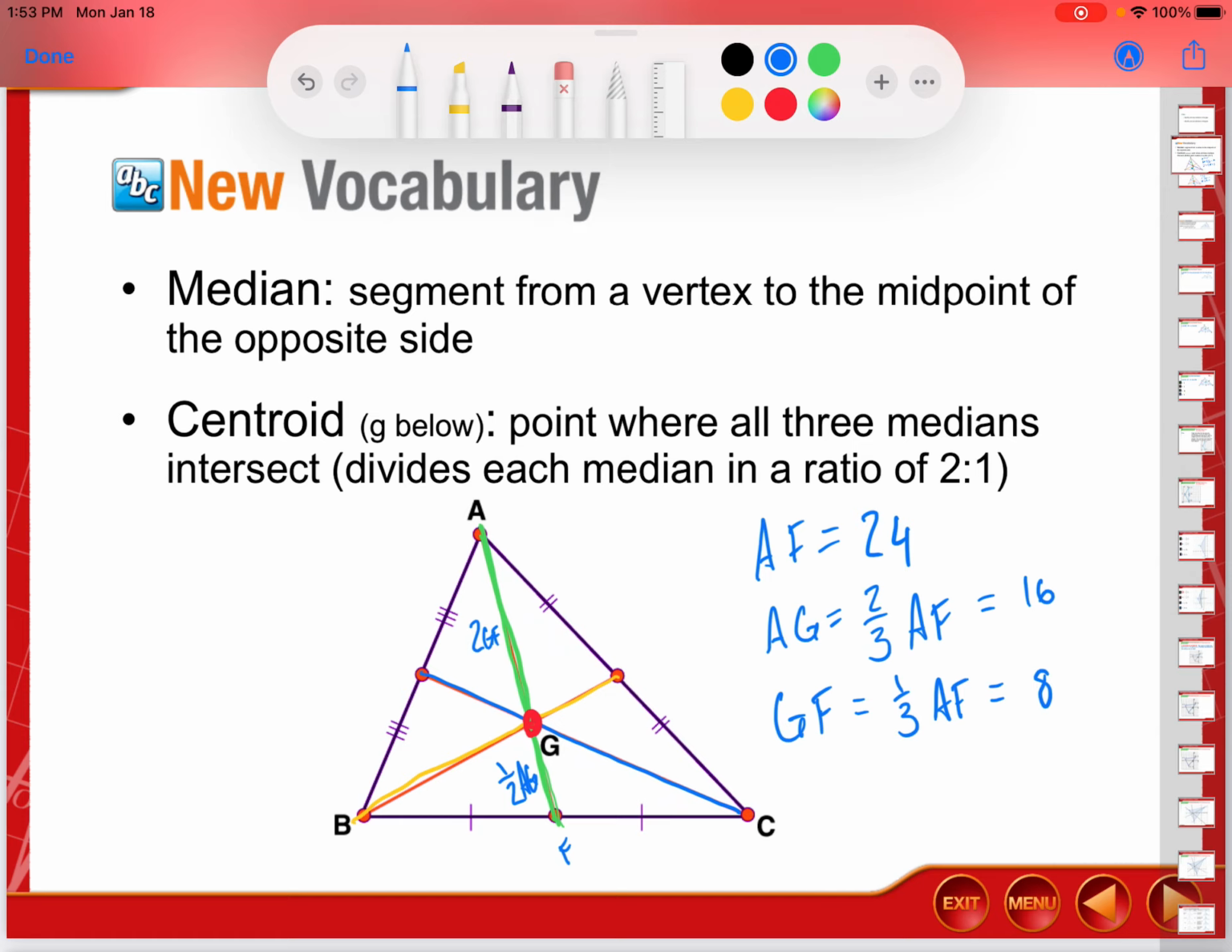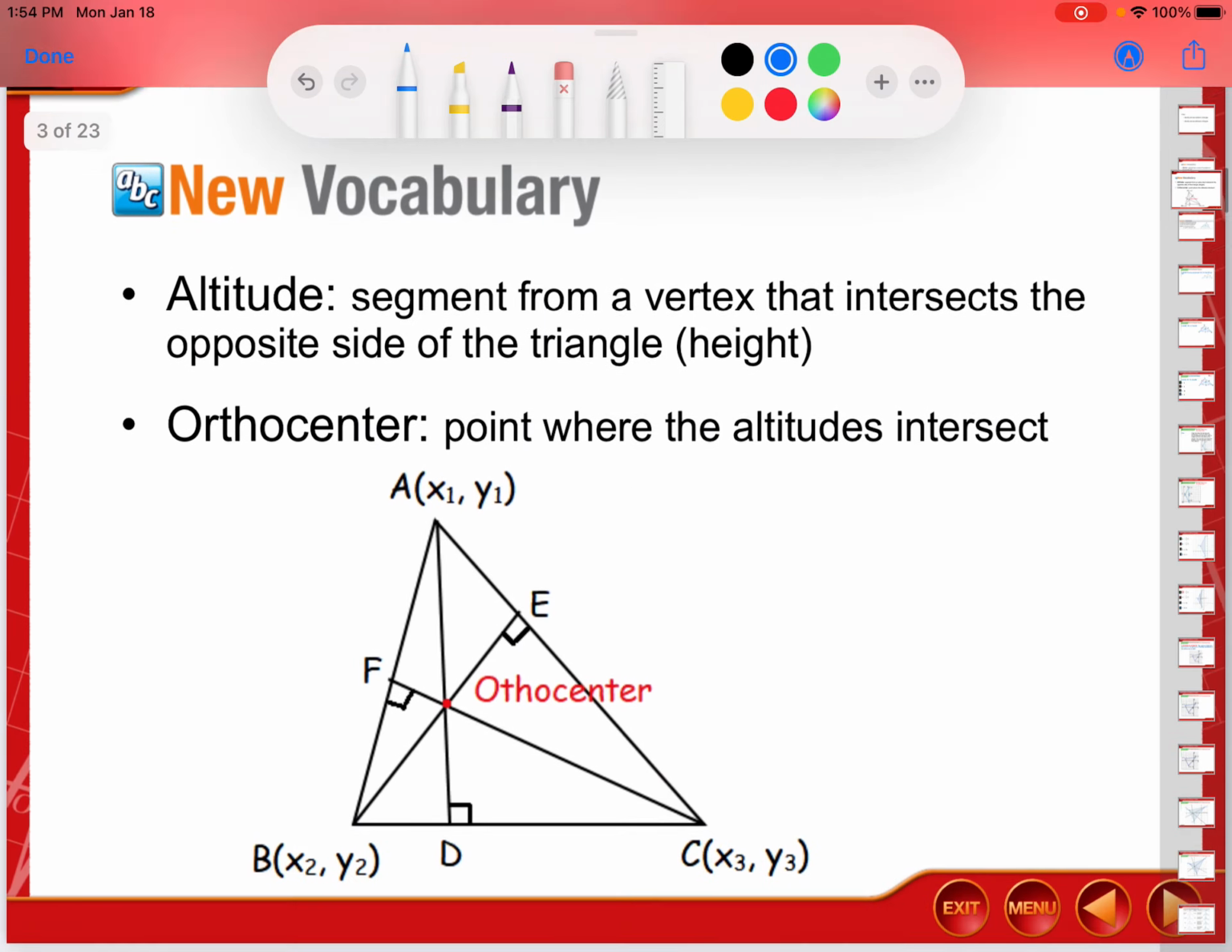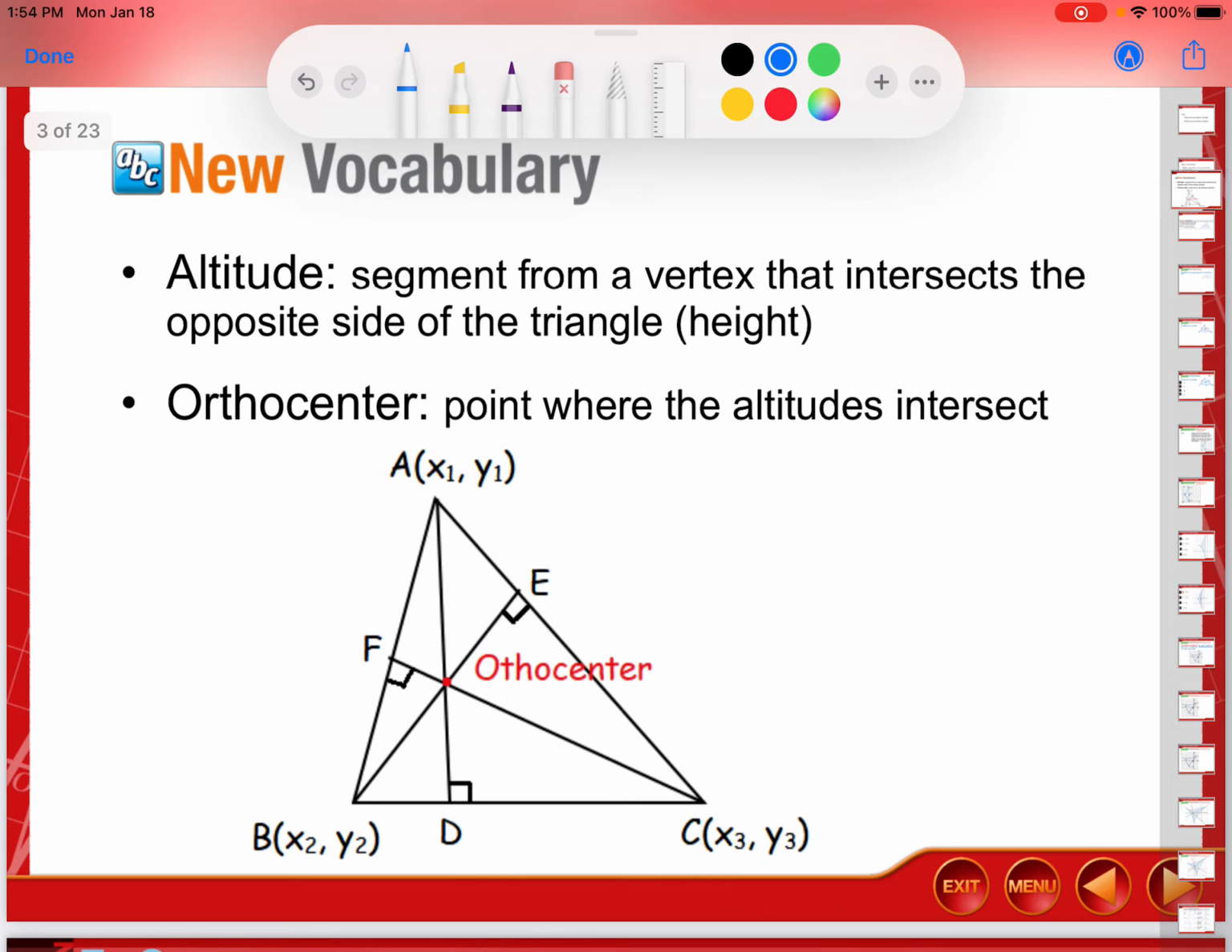So centroids and medians are really cool in that way, where we can find a whole bunch of different measurements. Once again, whenever I think median, I think middle, because when we find mean, median, and mode, the median is that middle number. And then the centroid is where all the medians intersect, and medians go from the midpoint to the opposite vertex.